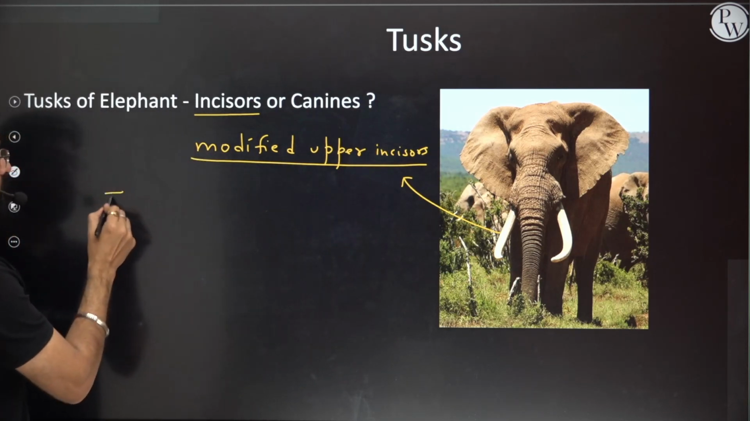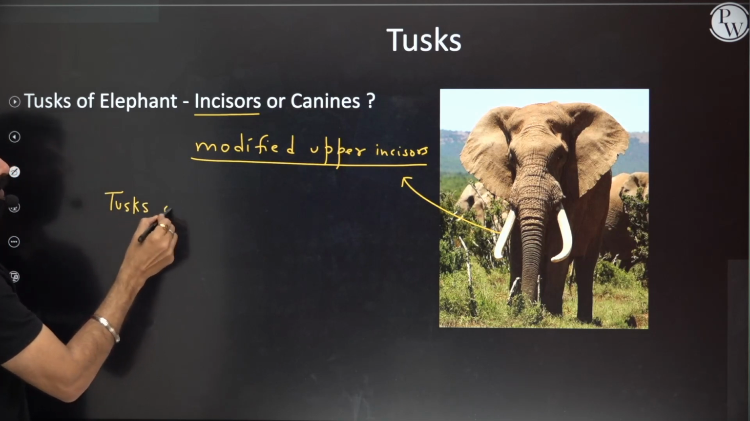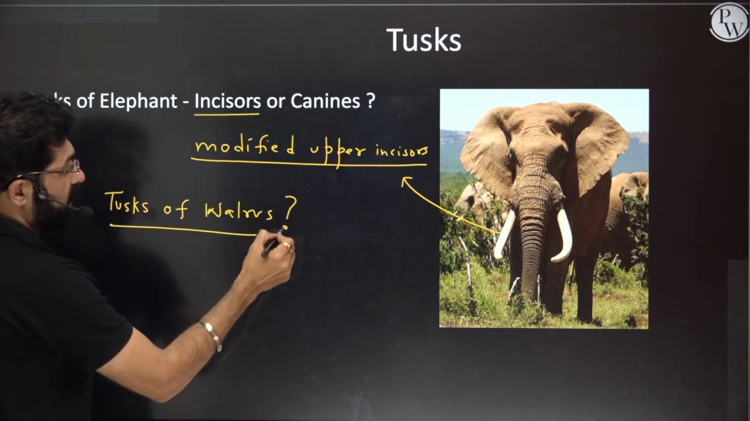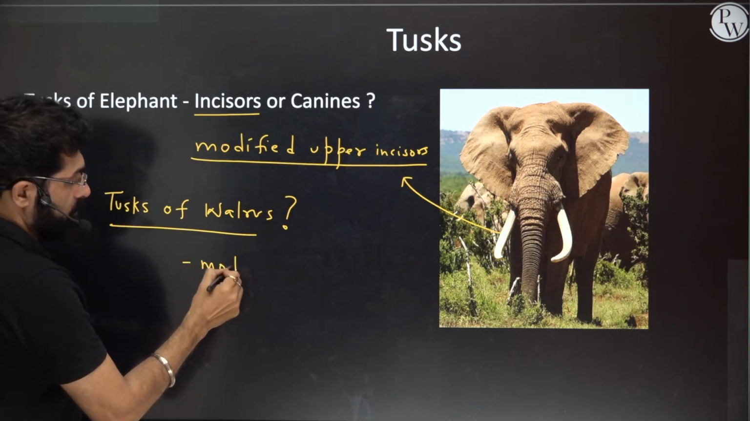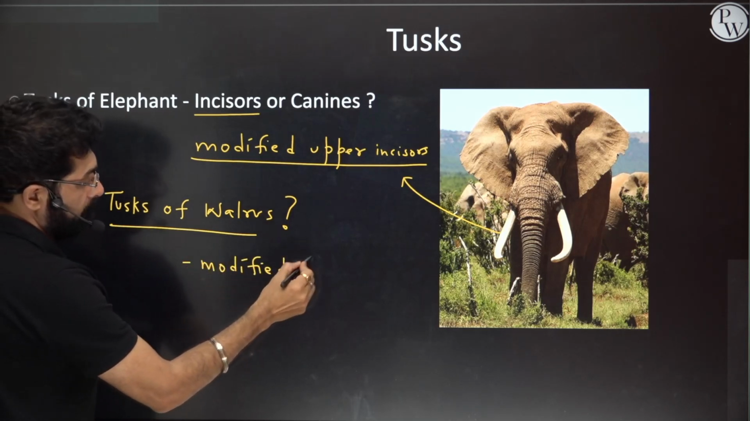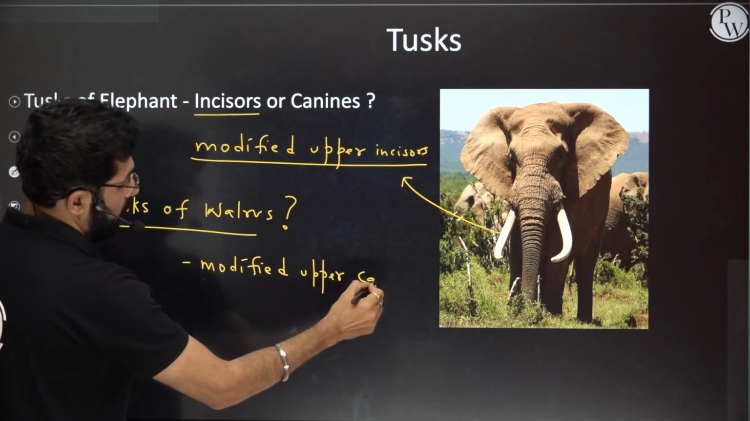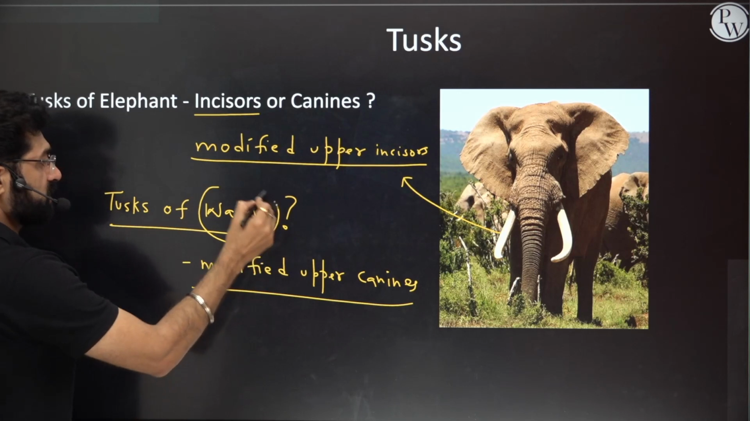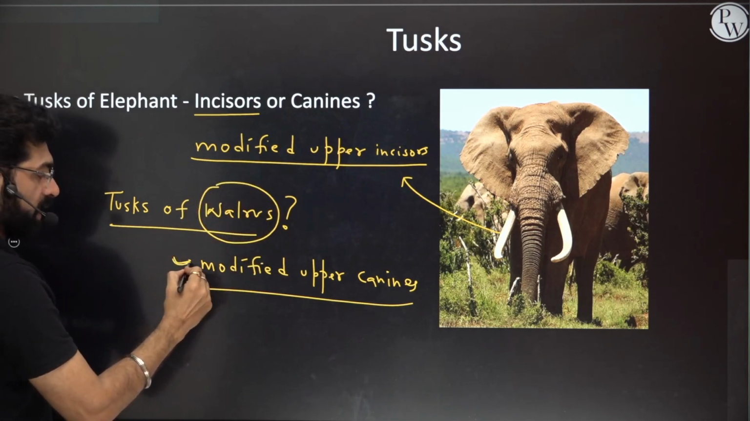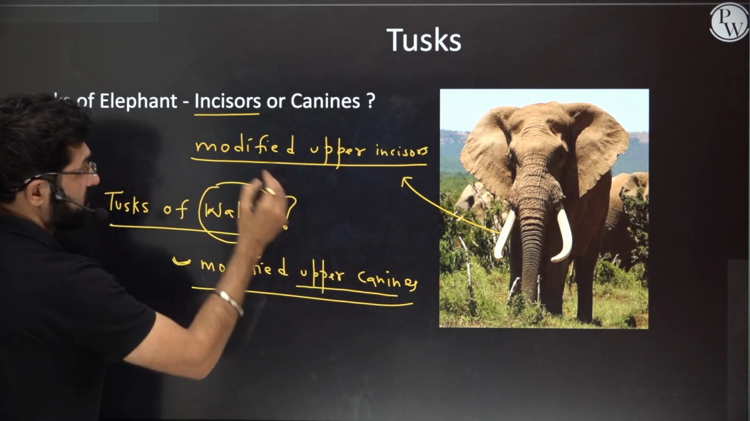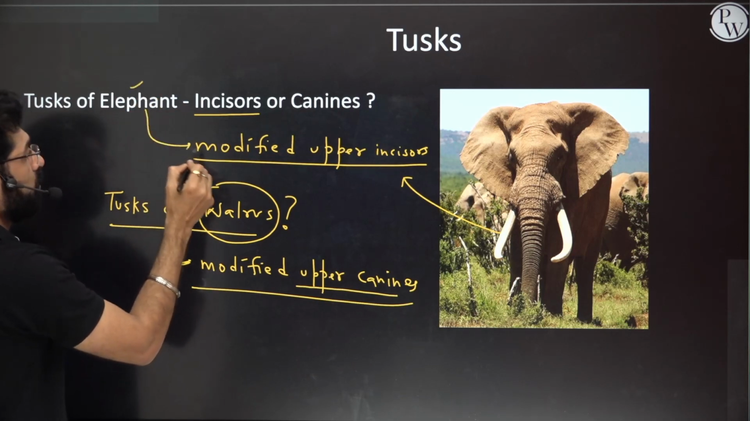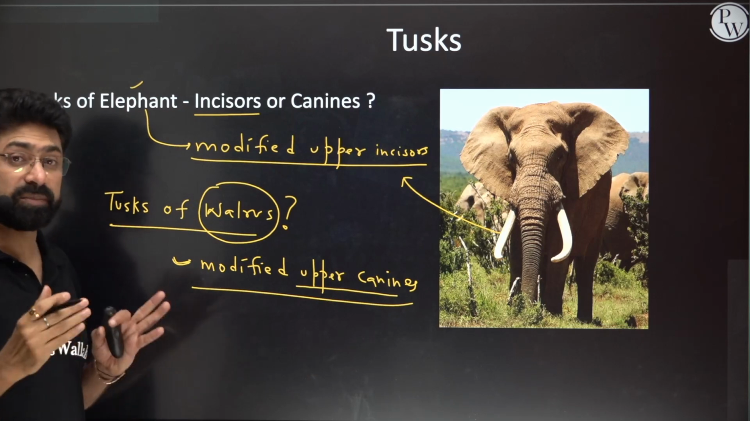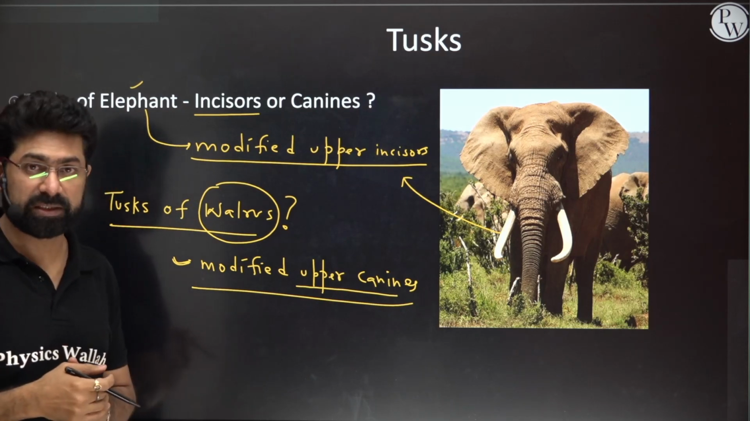Now tell me, tusk of walrus, are they modified incisors or modified upper canines? So these are tusks of walrus. If you see, they are modified upper canines, but tusk of elephant, these are modified upper incisors. Please remember these things, because sometimes these questions have been asked.